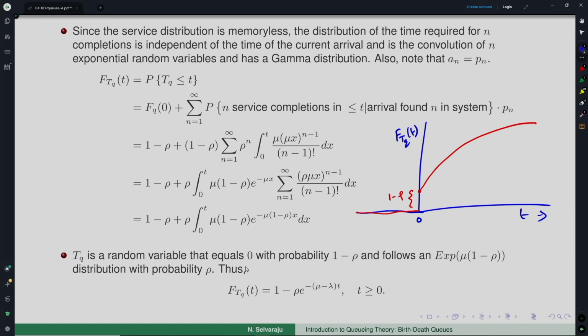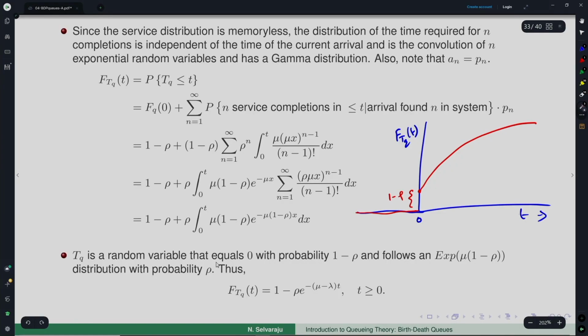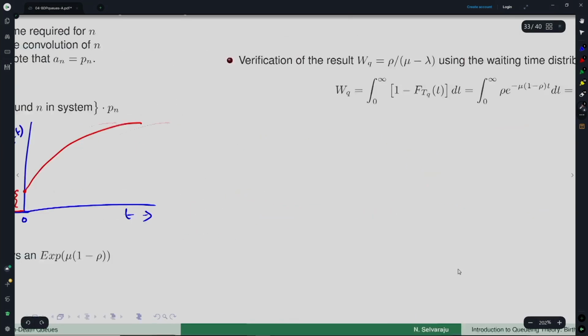So this is a random variable that equals 0 with probability 1 minus rho and follows an exponential distribution with probability rho. So it is a mixture of discrete and continuous. The discrete part is the one-point degenerate random variable at 0, taken with this probability, and it takes the exponential random variable with this probability. So 1 minus rho times the indicator at 0, plus rho times an exponential, is what you are seeing here.